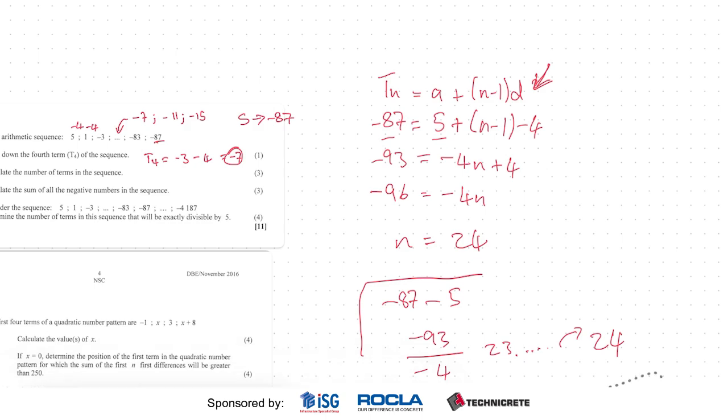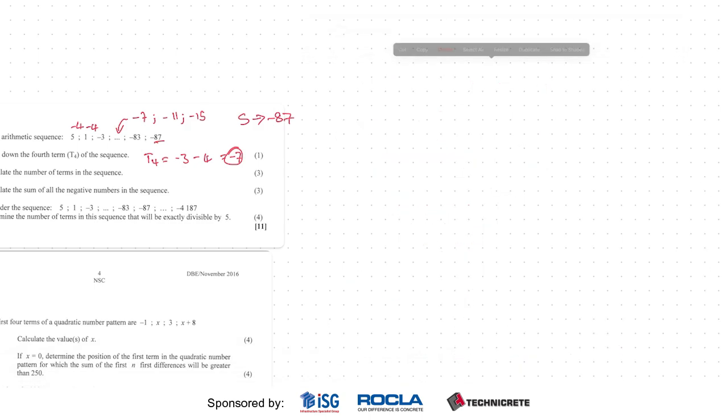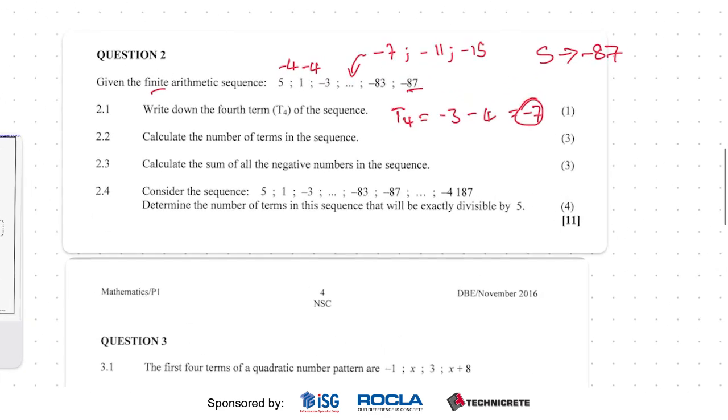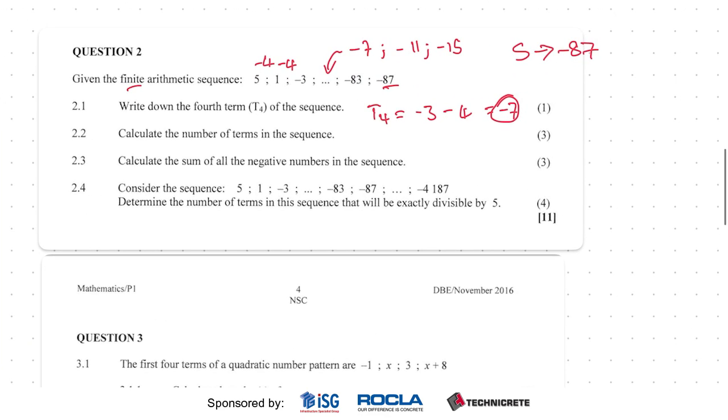Okay. Let's go to the next question. Calculate the sum of all the negative numbers in the sequence.